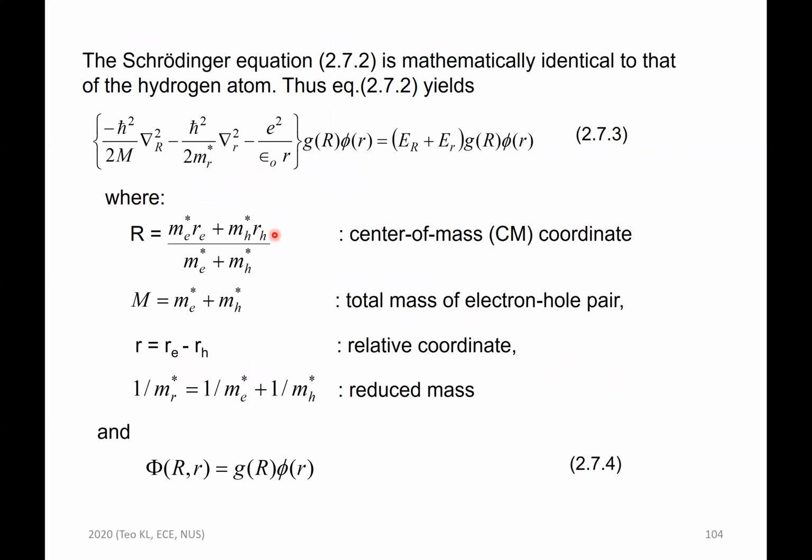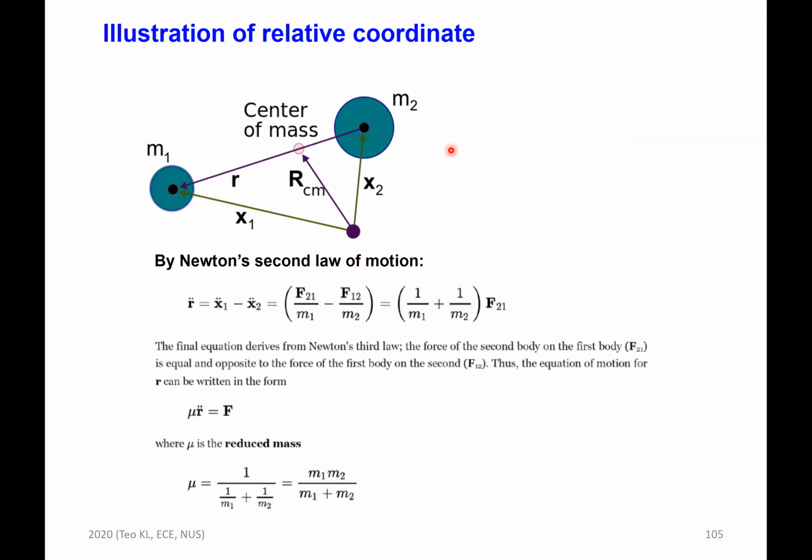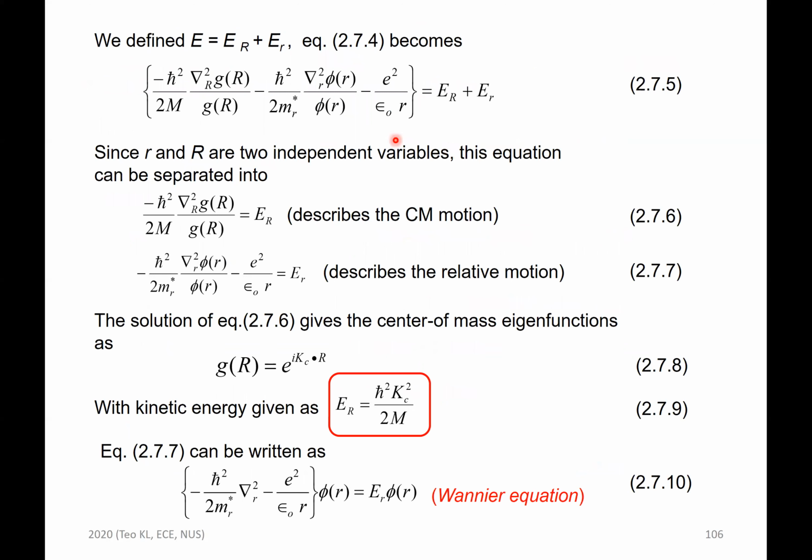The center of mass coordinate will be written in this form, and the total mass will be me* plus mh*. The relative coordinate will be just Re minus Rh, and it will be associated with a reduced mass. Similarly, the wave function itself can break up into a center of mass part and a relative part. So that is the wave function. The energy of the exciton will have two parts: one is the center of mass energy, and the other is the relative coordinate energy. So if you solve the Schrödinger equation, you can break it up into a center of mass motion and a relative motion.